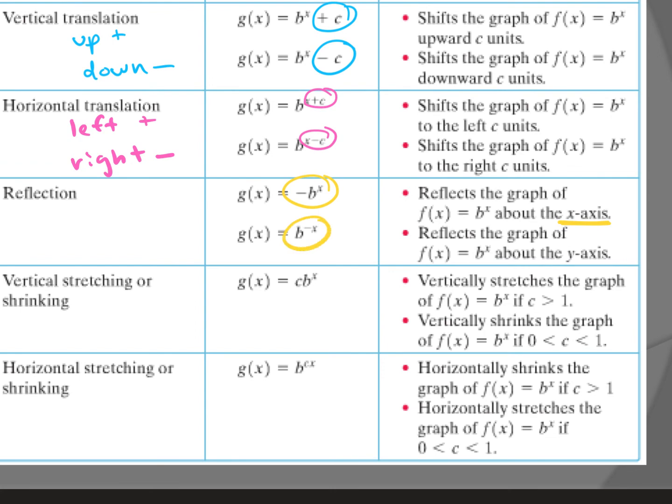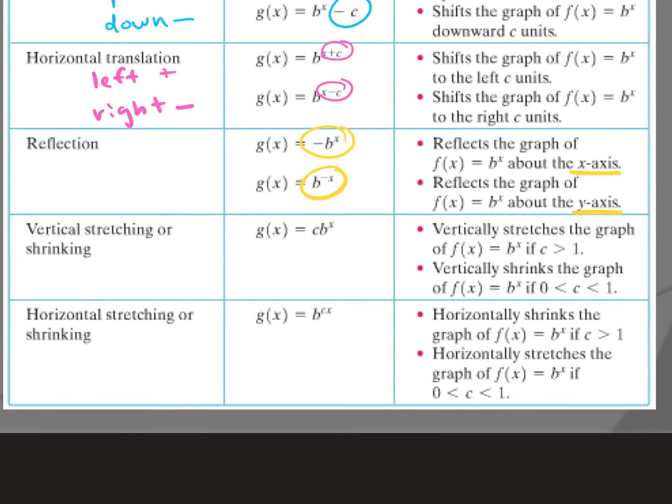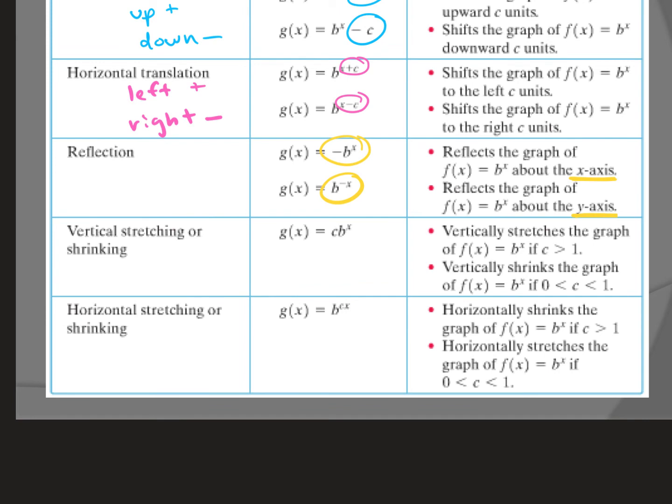If I have a negative being applied directly to the x, we have a reflection on the y-axis. And then I also have vertical stretching when I multiply by a number, and horizontal stretching or shrinking when I multiply x by a number. The best way to figure out what's going on with these would just be to plug in points and plot them.